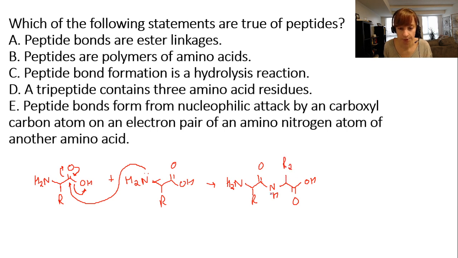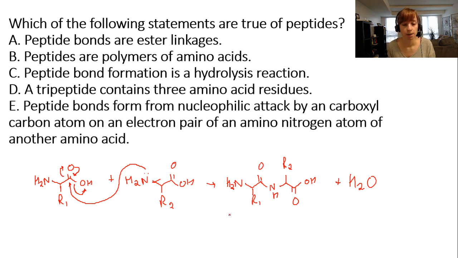So here I'll write R2 and this is R1, just so you can differentiate between the 2 amino acids. So you can see that they are 2 amino acids linked by this CO-NH, this amide bond. Okay, and water is released as a byproduct when you do that.